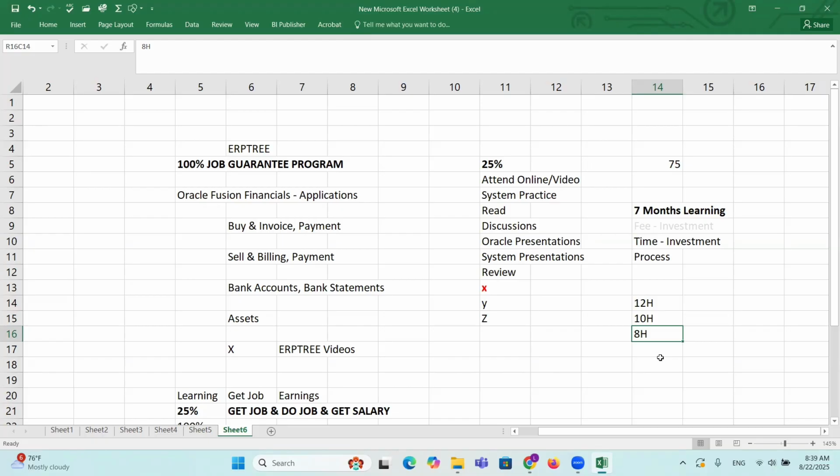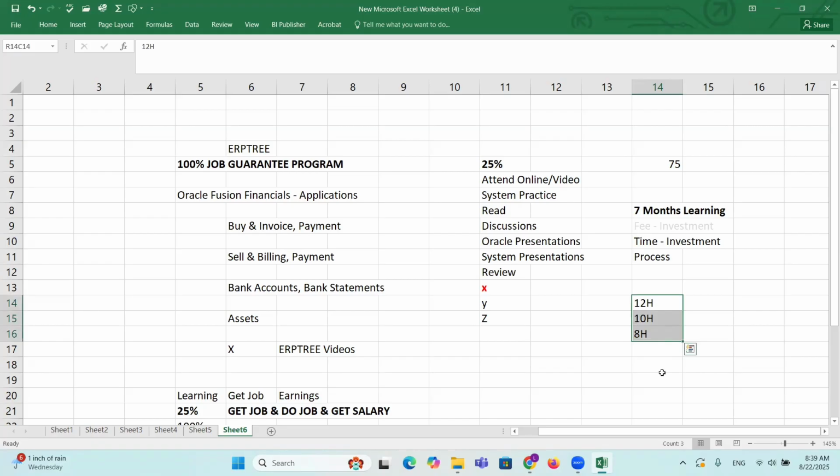So the people who are in this program, this is how they are spending the time. I could see on the floor 50% of people are spending 12 hours per day, and 30% of people are spending 10 hours per day. 8 hours, 20% of people are spending.